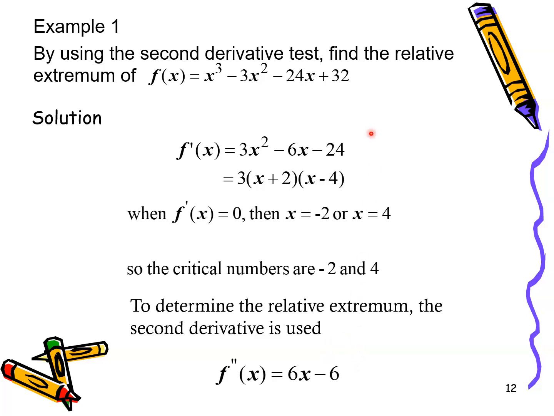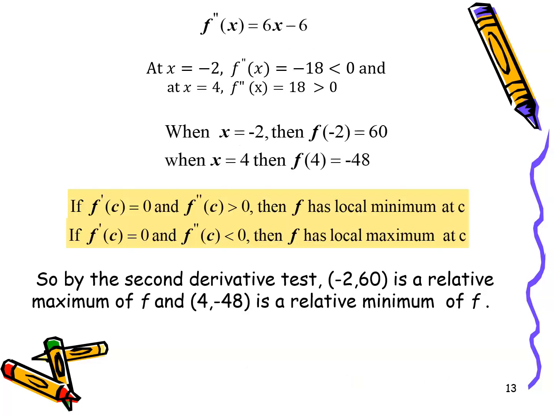Okay, then here is the first derivative. So you're going to differentiate it again, then you get this part. After you have this part, you're going to substitute the x values you have just now. We have two x values, which is -2 and -4.